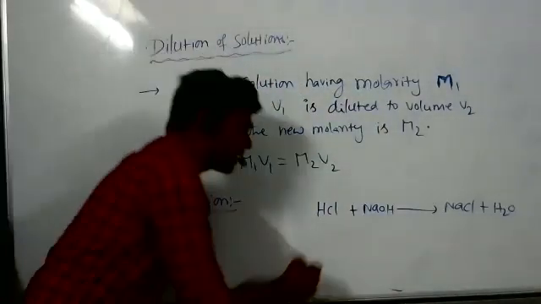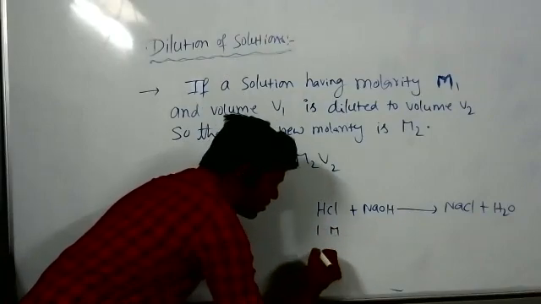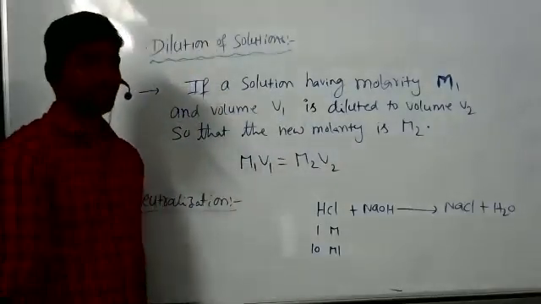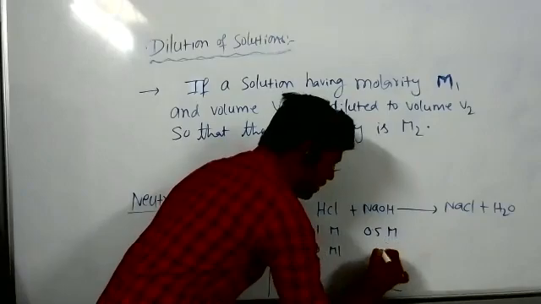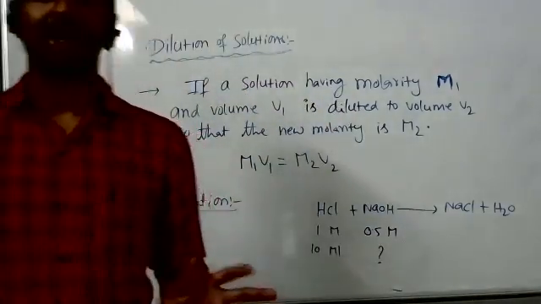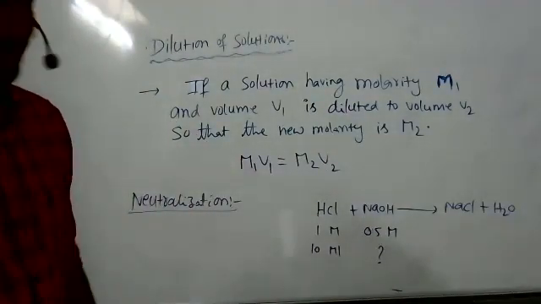So here the questions are how they are giving. The concentration of HCl is given. Suppose it is 1 M and the volume is 10 ml. The NaOH concentration is 0.1 M. And how much volume of NaOH is required to neutralize HCl completely? So how to calculate this?